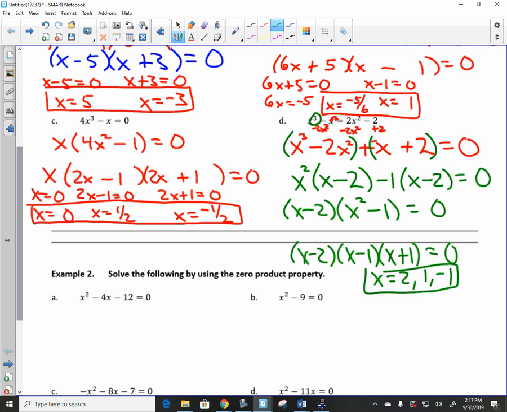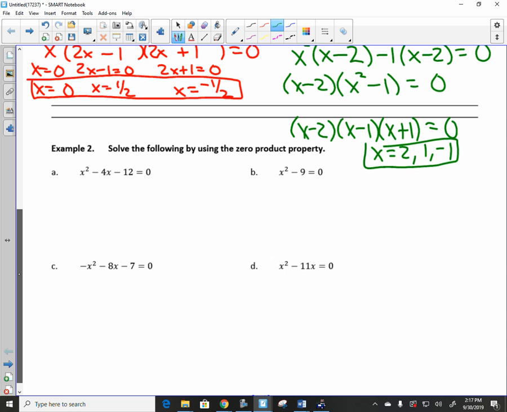What I want you guys to do is I want you to do these 4 problems. We're going to go over them together, and then I'll hand out your assignment, okay? Check out the different factoring options we have. See what you can do.